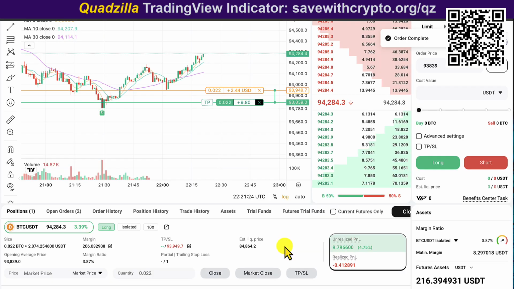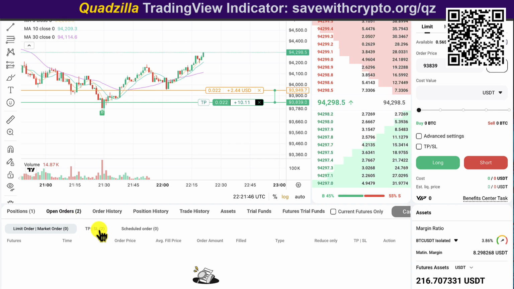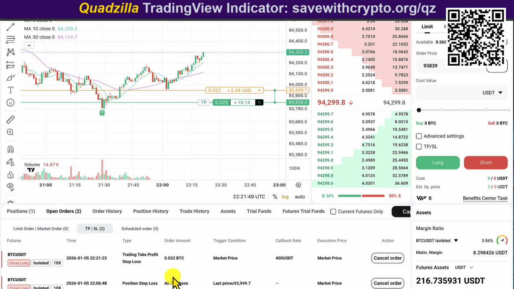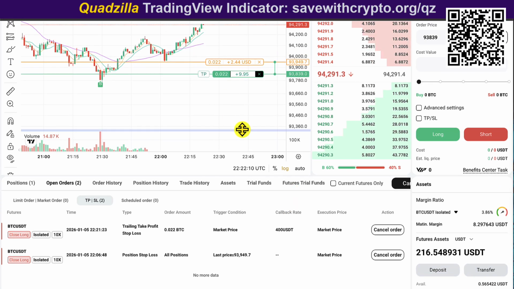Okay. Right. You can't see it. This is the same as BitGet, and I really don't understand why exchanges do this. Why have a stop loss that is invisible? It just makes no sense. It's there, isn't it? Because if you look at the open orders and go to here, you can see that there's a trailing take profit stop loss, okay, with a callback rate of $400, but you have no idea where it is on the chart.